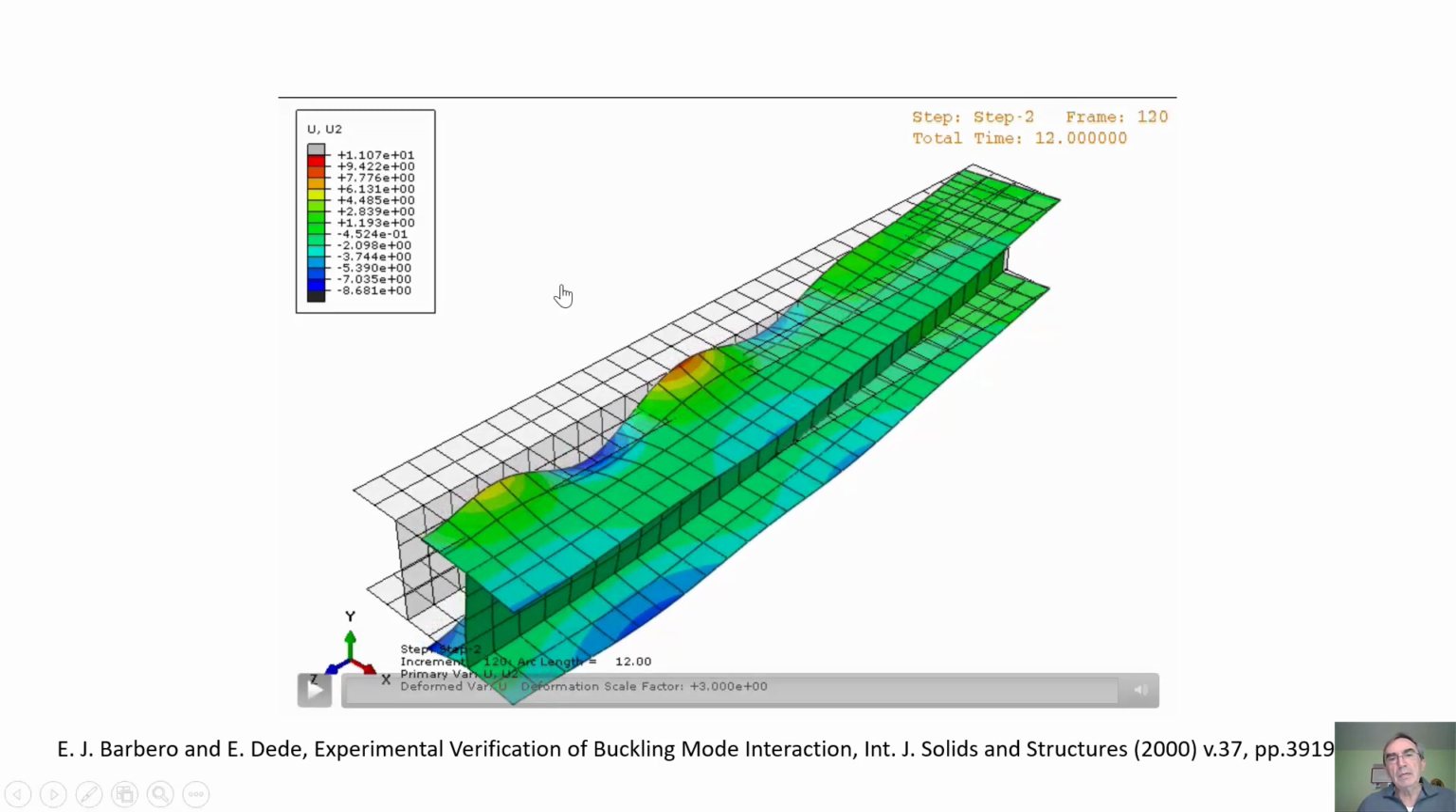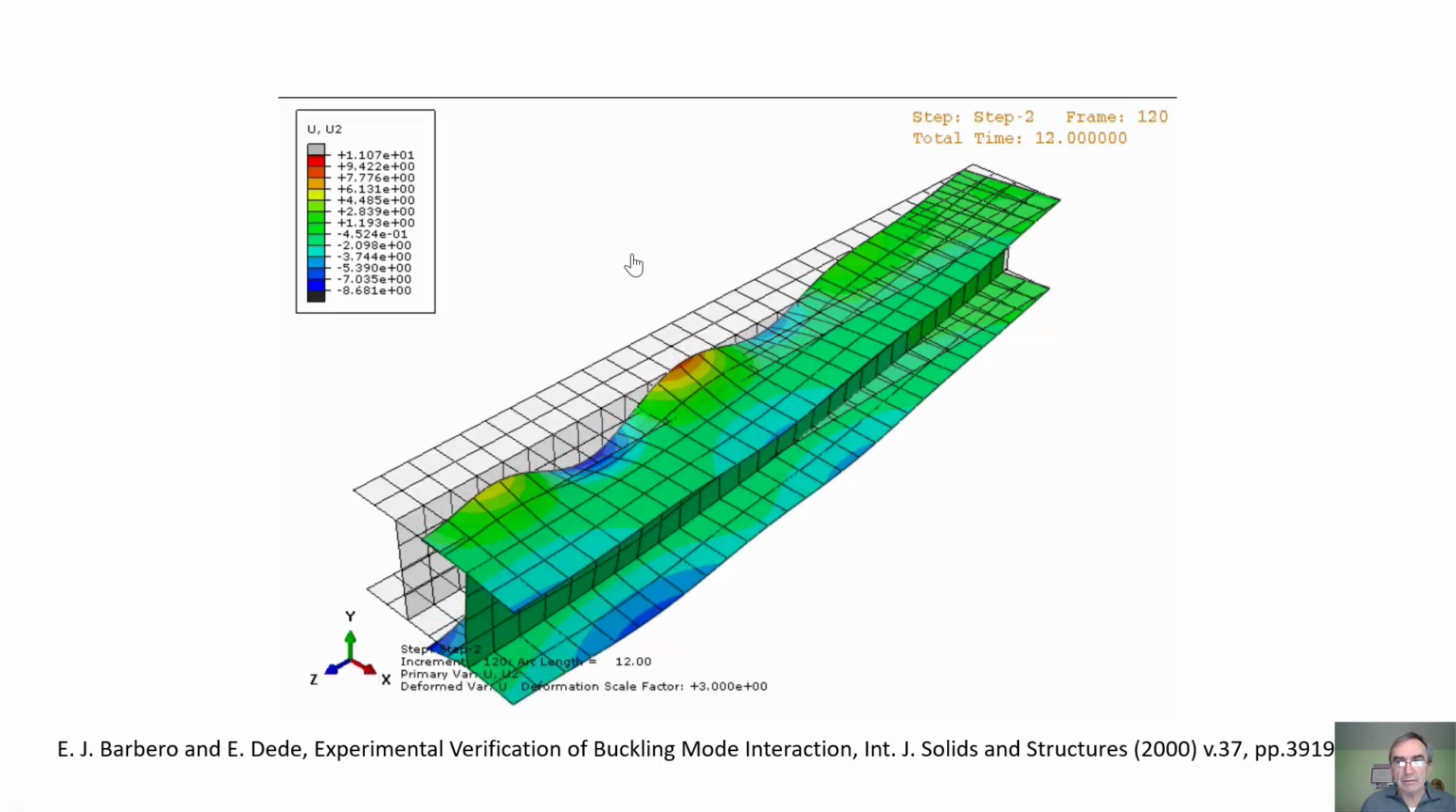Okay, so now this movie is done with a simulation, but some people may say, well, this is just a computer program. So what I'm going to do is show you a movie that was made in the year 2000, or earlier than that, which is a movie of a real test. So here we have a wide flange column, same as the one in the simulation.